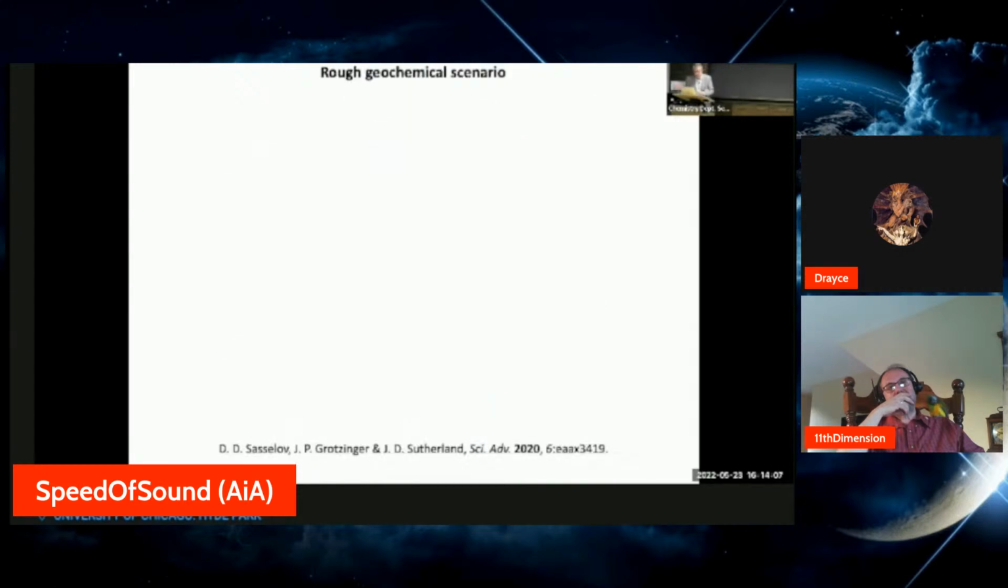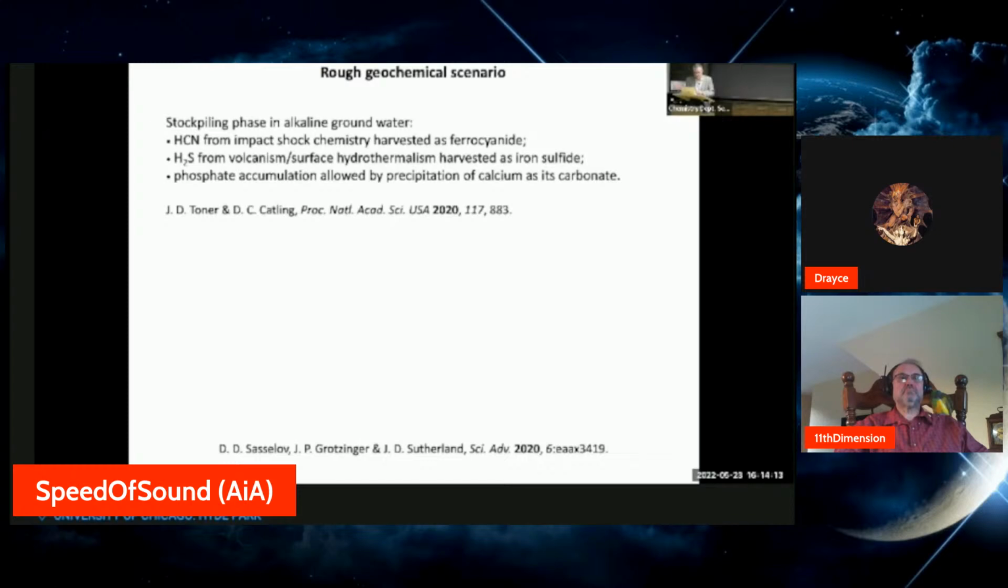And so for those of you with a geochemical background, a rough geochemical scenario, which we think is consistent with this, is that you can stockpile hydrogen cyanide by allowing it to react with ferrous ions in water to give ferrocyanide. Hydrogen sulfide can be stockpiled as iron sulfides. Phosphate can be accumulated because it's not precipitated as the calcium salt in the presence of carbonate. And David Catling and his group have elaborated on these ideas in the paper that's indicated there.